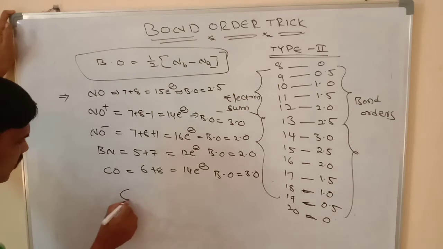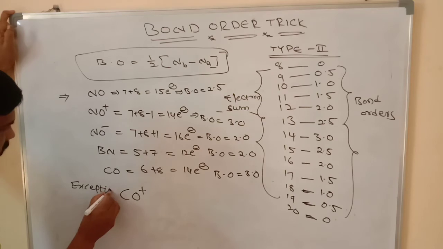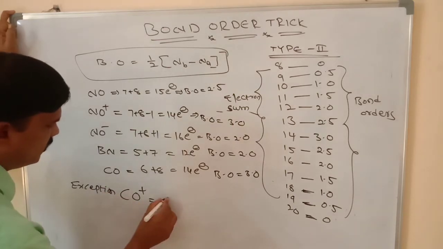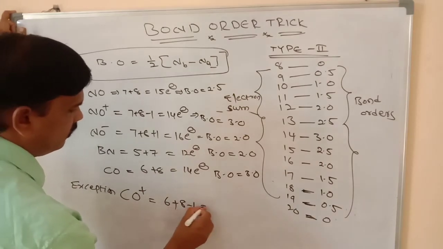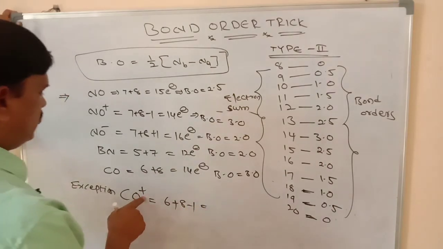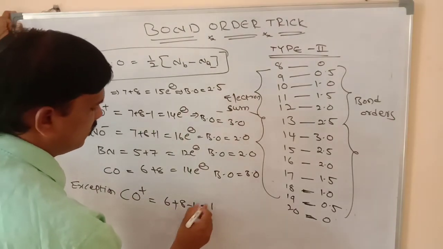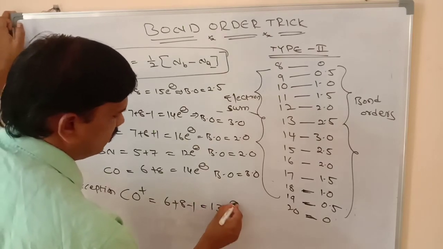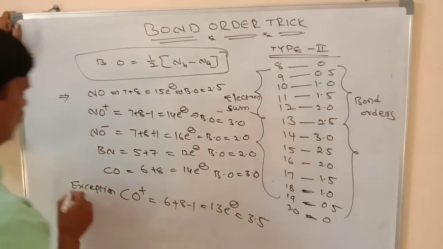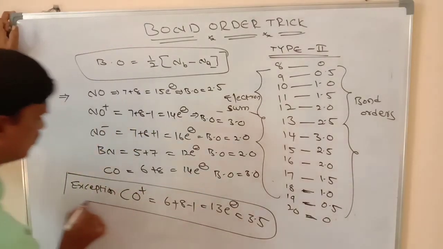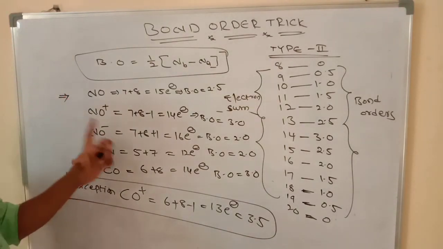For CO plus, this is an exception to this trick. CO plus has 14 minus 1, which is 13 electrons, and the trick gives 2.5, but actually its bond order is 3.5. Please be careful and remember this exception. So this is the bond order type 2 trick.